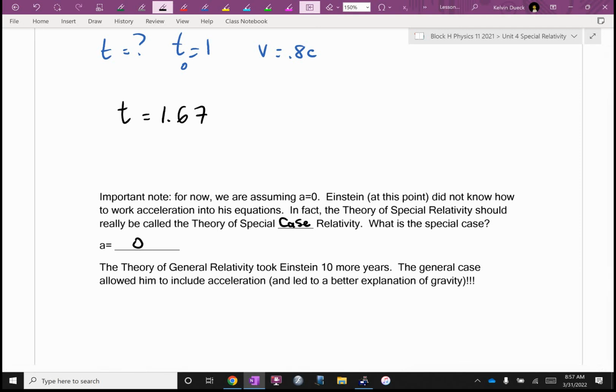The theory of general relativity allowed him to include accelerating objects. But that took him 10 years of heavy-duty math. He had to invent a branch of math called tensor mathematics, tensor field mechanics, and it's intense. It is not Math 8, Pythagoras, and a little bit of factoring. But it also allowed him to include acceleration, and because gravity causes things to accelerate, it led to a much better explanation for gravity.